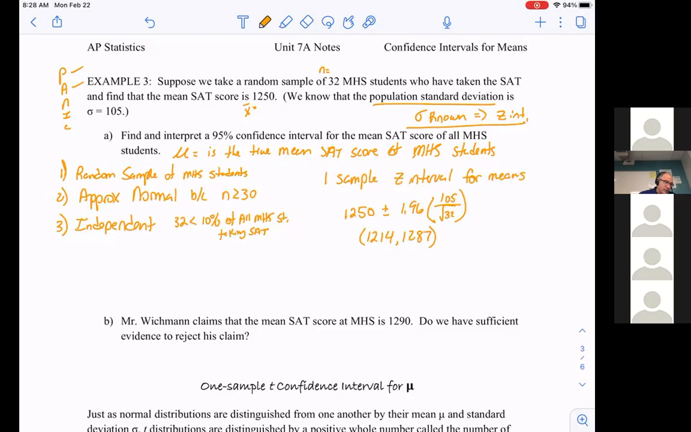And then we need a conclusion. So that means we are 95% confident the true mean SAT score for MHS students lies between, or in the interval of 1214 to 1287.